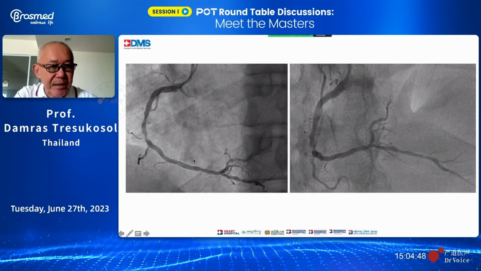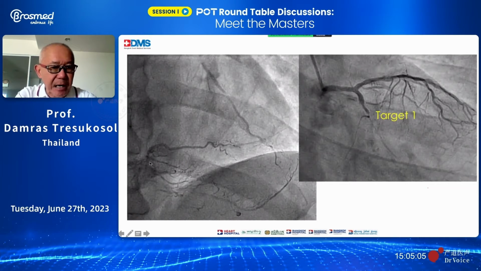So this is the right coronary angiogram. You can see diffuse disease, but not significant. The more significant lesion is on the distal RCA before the diagonal branch, and some at the ostium of the RPD. And this is the collateral from the RCA to the LAD.